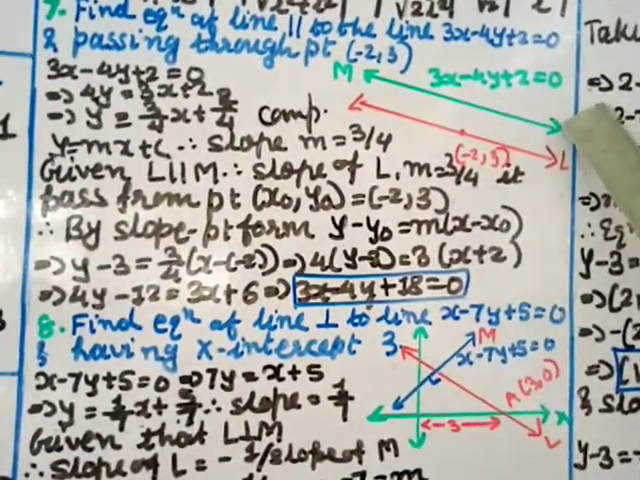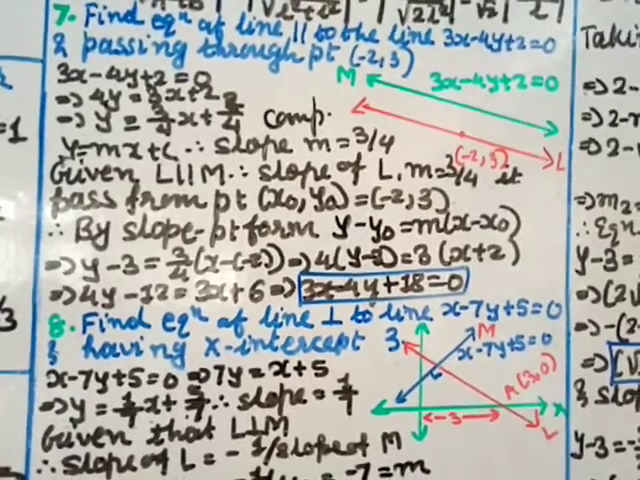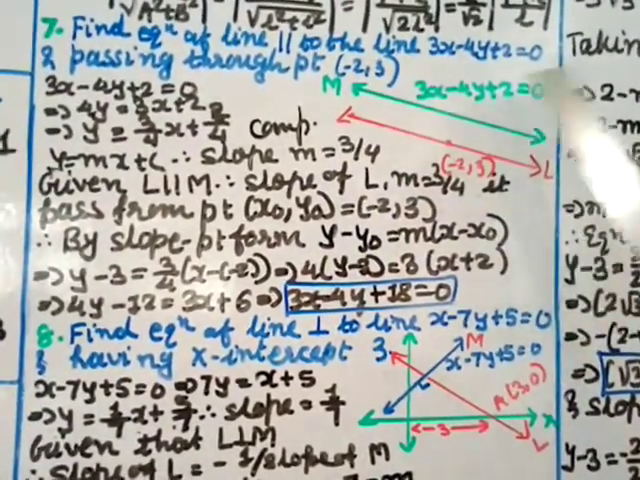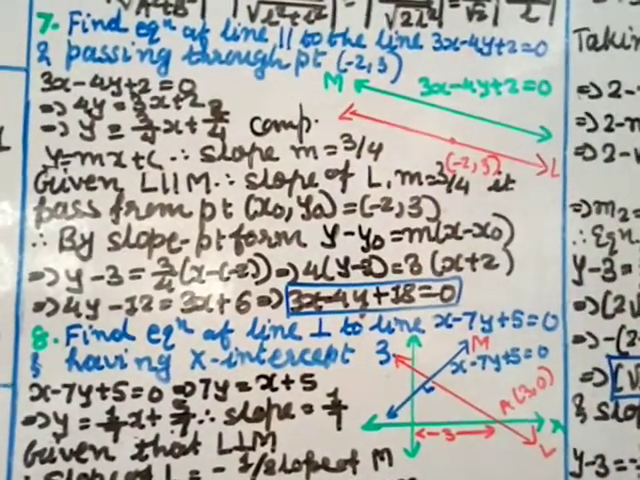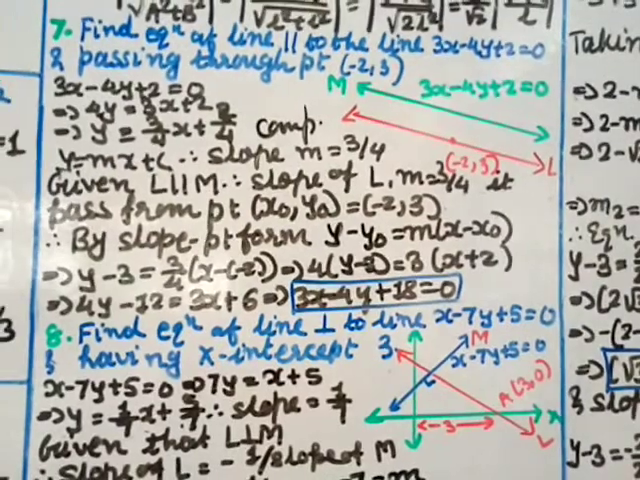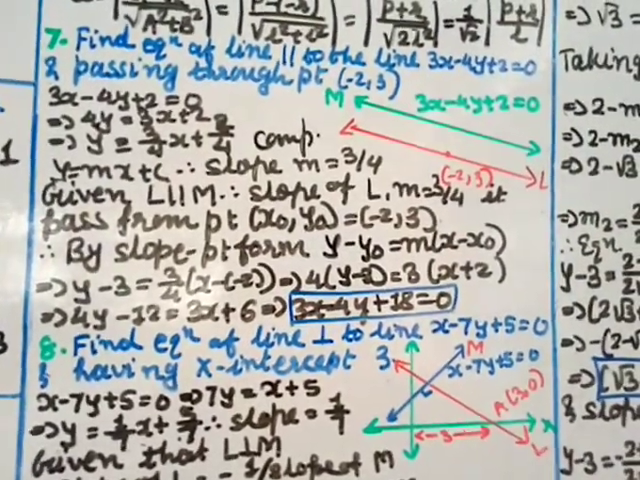Now see, if two lines are parallel, then their slopes are equal. So whatever is the slope of M will be the slope of L. So I will find the slope of this line first, and then with that slope and the given point, I will use the point-slope form and find the equation of L.